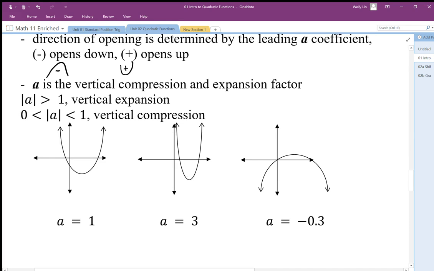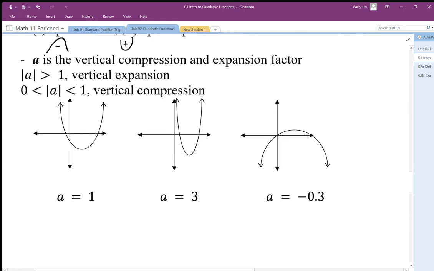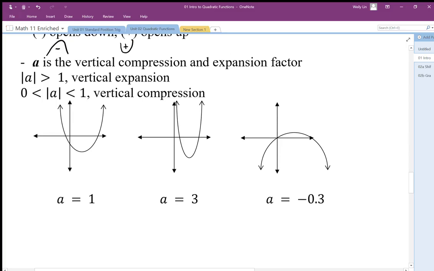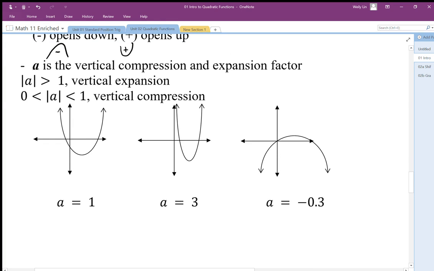So these are some key features of the graphs that we want to identify, because we want to know which way is it facing, and we also kind of want to understand the shape of it as well. So those are things that we're going to start figuring out. How can we relate those pieces to the different forms of the quadratic function? Okay, and we're going to look at those different forms in the next day or two.